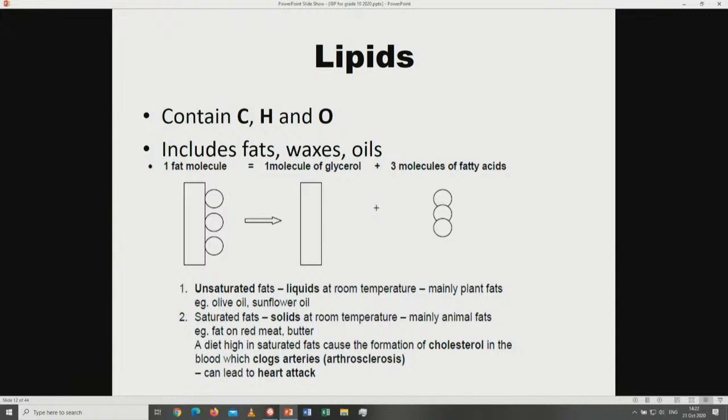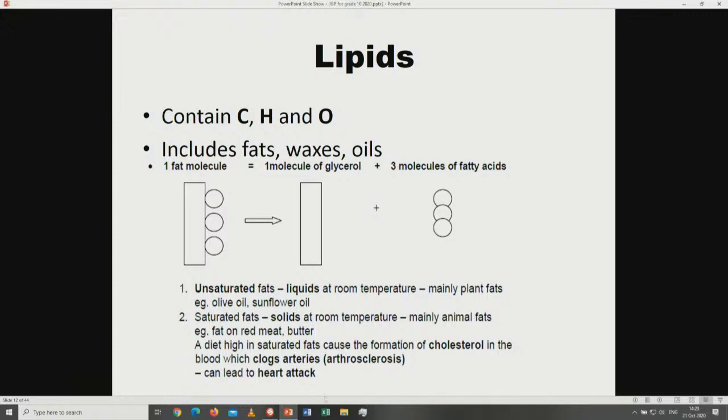Now, we have unsaturated fats. Unsaturated fats are a type of fats that are liquids at room temperature. They mainly include plant fats such as olive oil and sunflower oil. And then saturated fats, these are a type of fats that are solids at room temperature, mainly animal fats such as red meat and butter. We know that they are solids at room temperature, so therefore they are saturated fats.